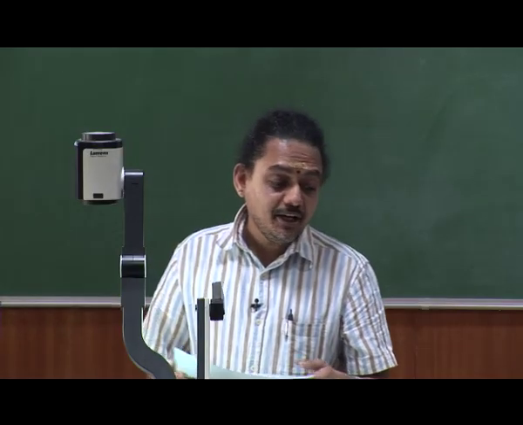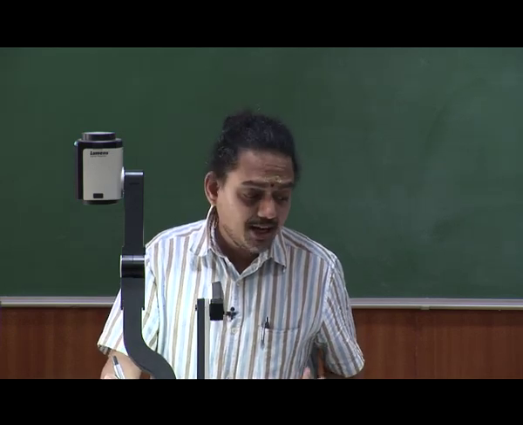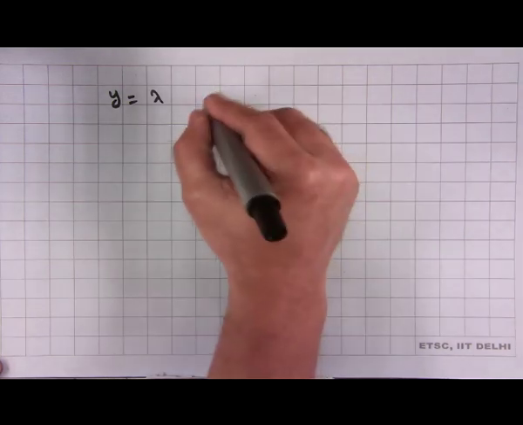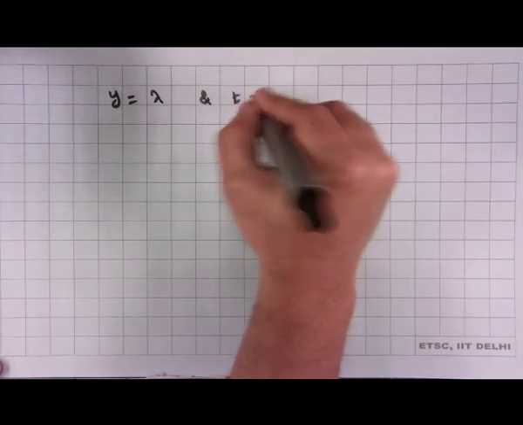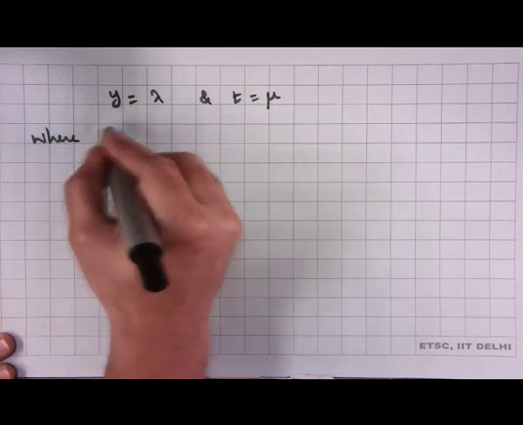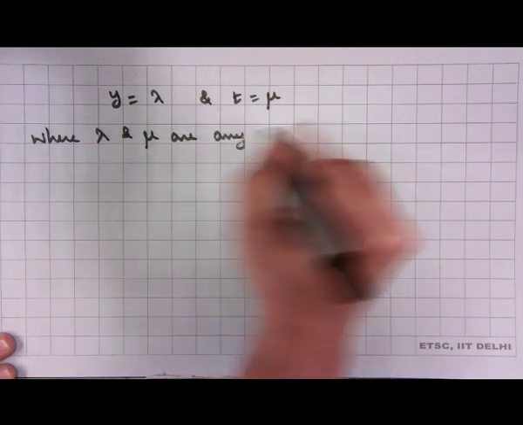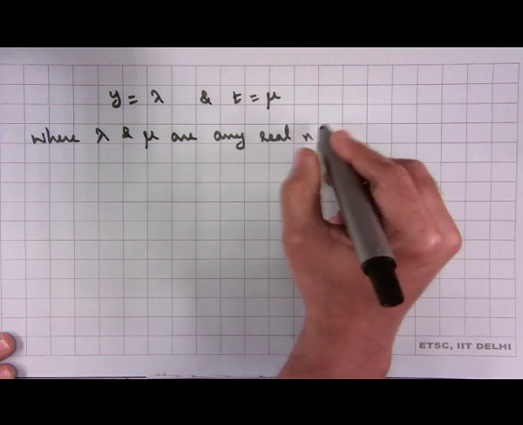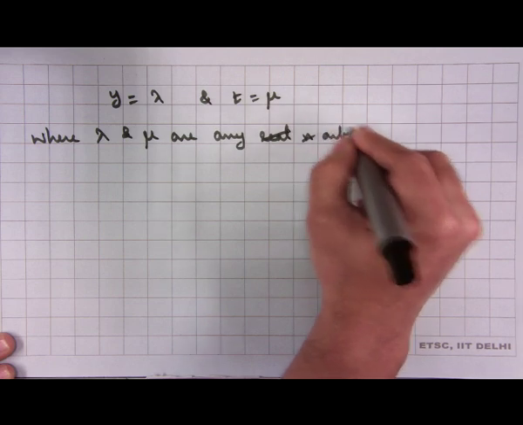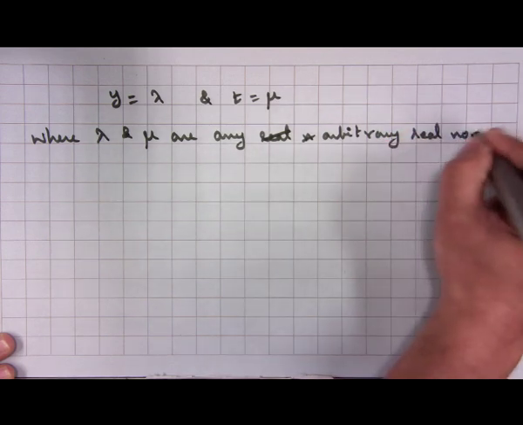So we have 2 independent variables. Let me say that y is lambda and t is mu, where lambda and mu are any arbitrary real numbers.